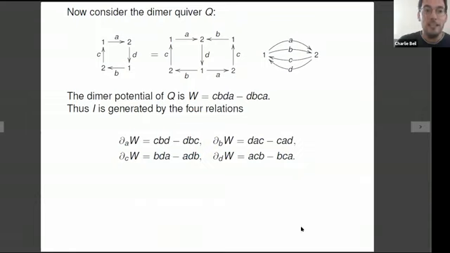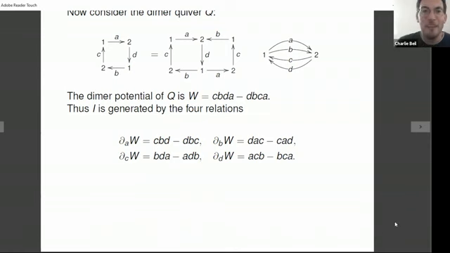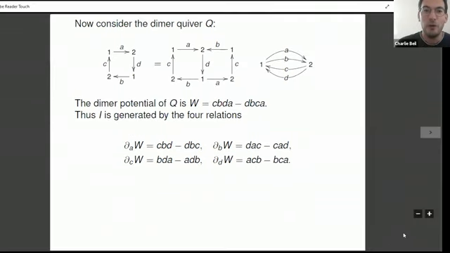Okay, now consider the dimer quiver Q. This is the second simplest possible example. This is called the conifold quiver. This was one of the first ones that physicists looked at. And on the math side, this was the first example of a non-commutative crepant resolution. I'll give the definition again later on, but this was the standard example that people looked at.